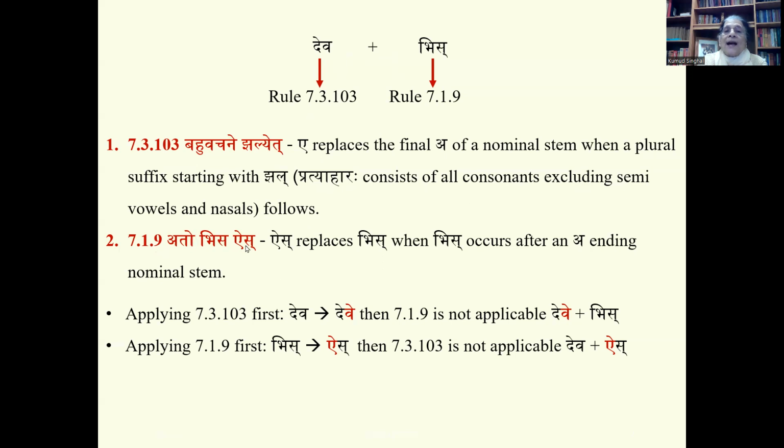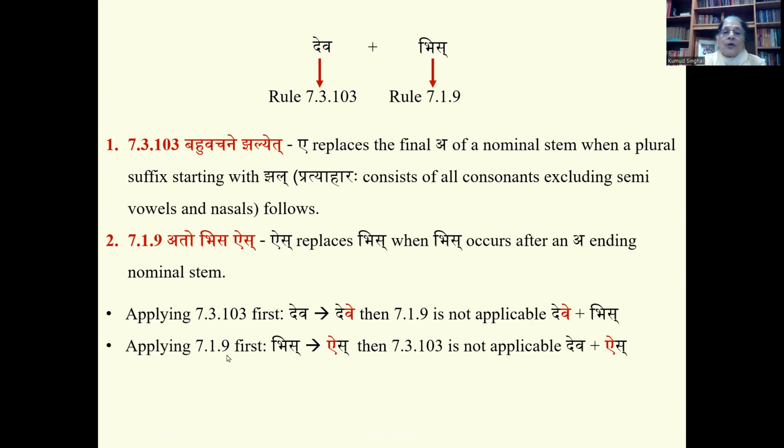7.1.9, ato bhisa ais, says that ais replaces bhis when bhis occurs after an a-ending nominal stem. So deva ends in the vowel a, so bhis is replaced by ais. Now if you apply rule 7.3.103 first, then a is replaced by e. So deva plus bhis becomes deve plus bhis. So here now, the rule 7.1.9 is not applicable because deve now ends in e instead of a.